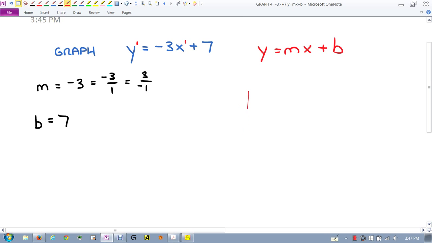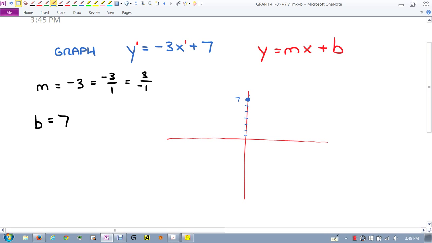Now, here's how we do it. We draw a graph. The slope tells us how to get from one point to the next, doesn't it? Rise over run. But we need a point to start at. What point do we know exists on this graph for sure? At 7 on the y-axis, right? So if I go up 7, 1, 2, 3, 4, 5, 6, 7, right here, I can draw a point. That point definitely lives on my graph.